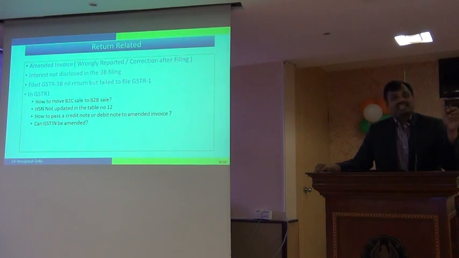GSTR 3B is filed with nil returns, but GSTR 1 is not filed. Even that is wrong. Those filings have not happened.